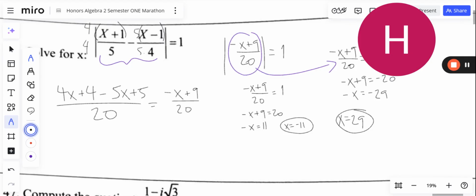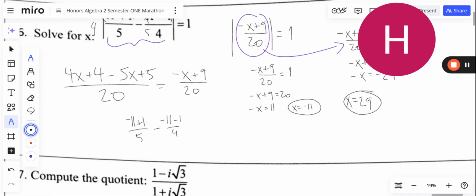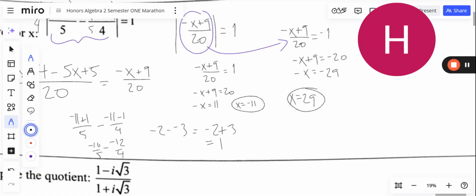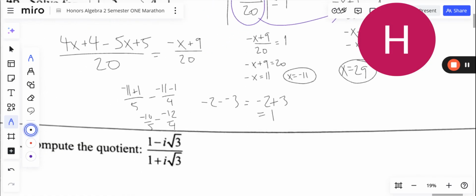Let's check them. Let's try negative 11. That's negative 11 plus 1 over 5. That's a nice number. Minus x minus 1, so negative 11 minus 1 over 4. Well, that's going to give me negative 10 over 5 minus negative 12 over 4. So that's negative 2 minus negative 3, which just equals negative 2 plus 3, or 1. Yeah, that works out. I trust that 29 works out as well. I have no reason to think that it doesn't work out.